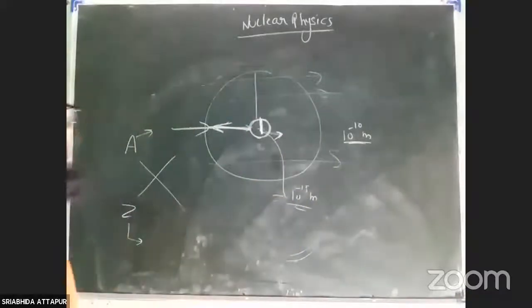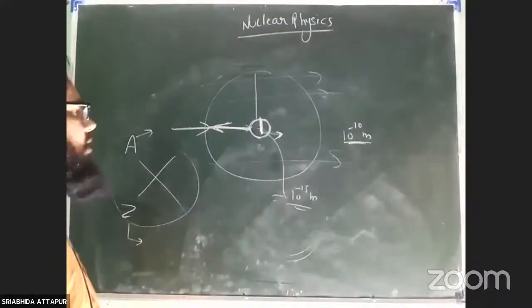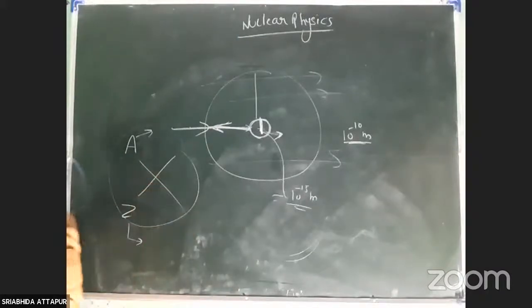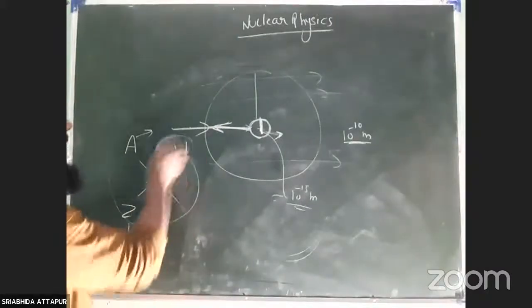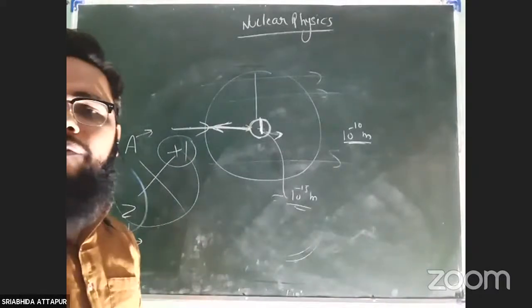Actually, it is correct when the atom is neutral, only then it is correct, otherwise it is not correct. When it is neutral, then only it is correct. If I write plus 1 here, it means one electron is removed. At that time you cannot say number of electrons equals number of protons.